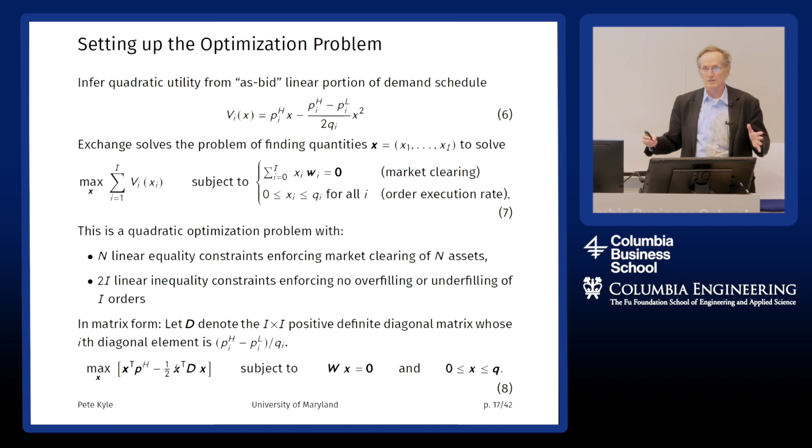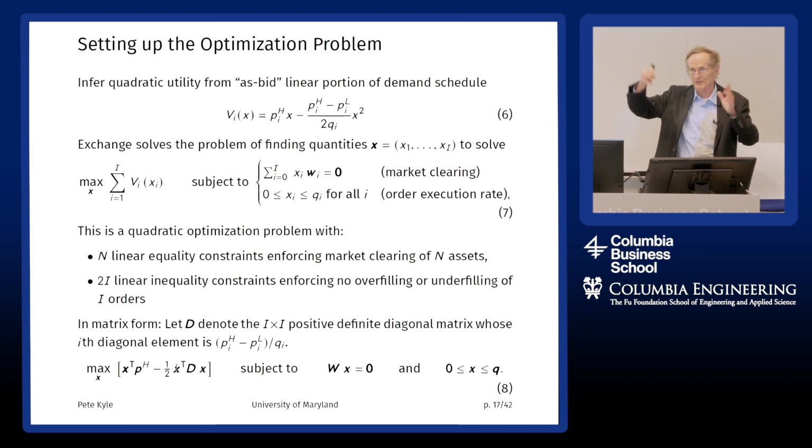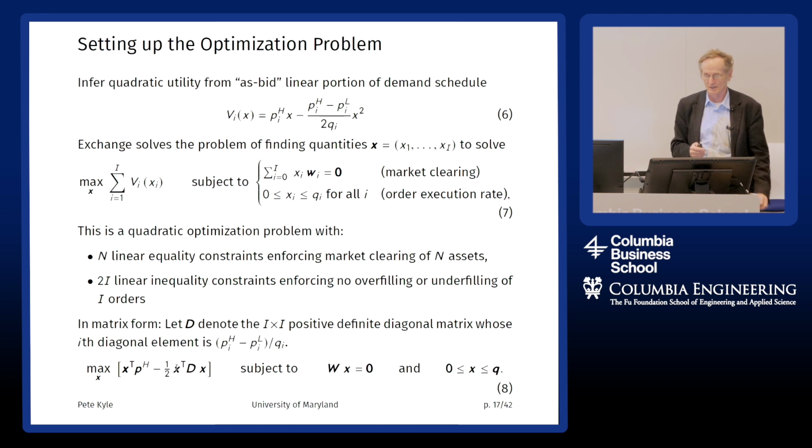You're maximizing the quadratic objective subject to constraints. Capital W is all the vectors of all the portfolio weights stacked together, matrix multiplied by X is equal to the 0 vector, a 1,000 by 1 zero vector of assets. And the inequality constraints are also satisfied. But they're a million 0 less than or equal to X constraints and a million X less than or equal to Q constraints.